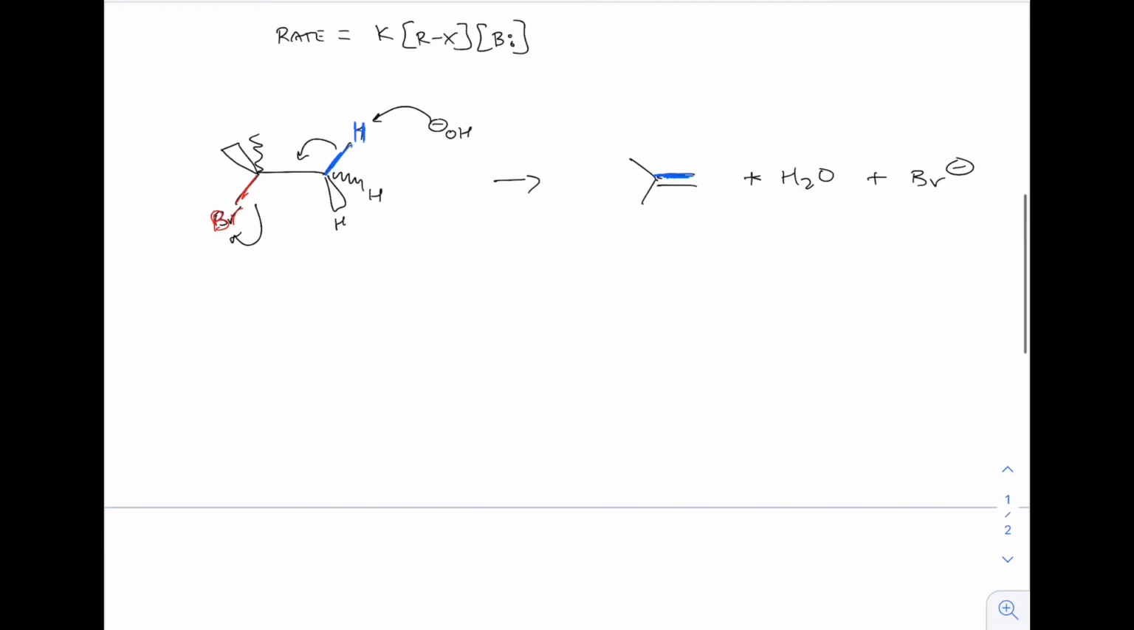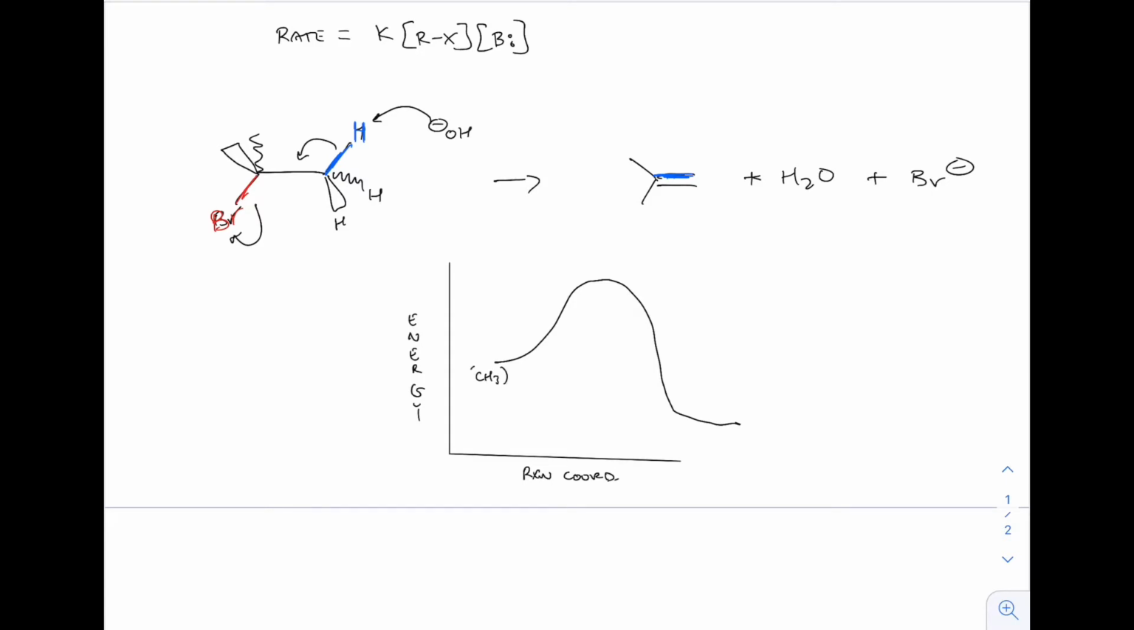So let's take a look at the energy diagram for this. Again, since it's bimolecular, it's a one-step process. It's going to look just like the SN2 energy diagram. So we've got one hump, and we have the alkyl halide on the left side as well as our hydroxide, and then we've got our alkene product plus water and bromide. Again, this looks exactly like a substitution reaction, right? So remember, one step equals one hump in the energy diagram.